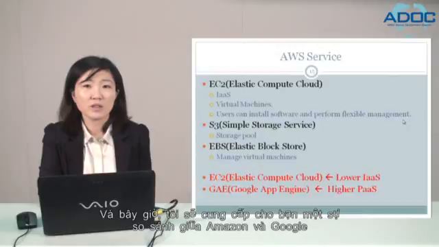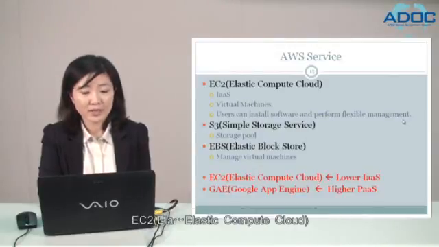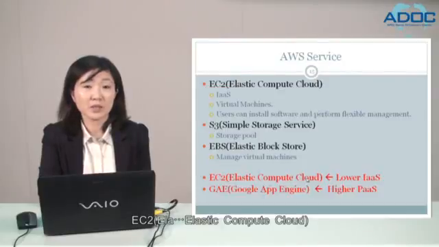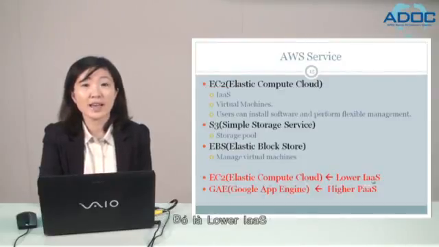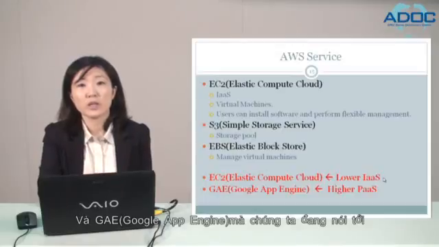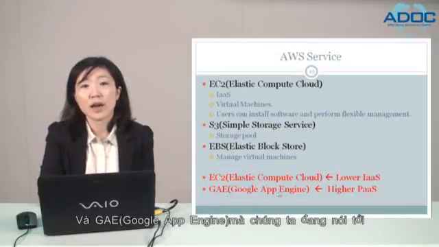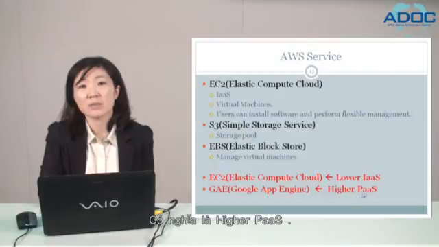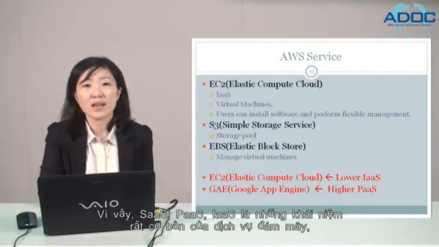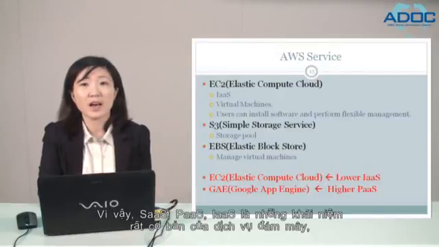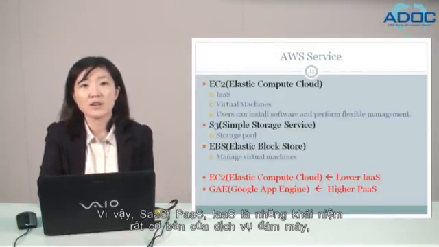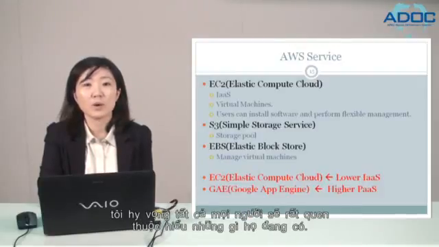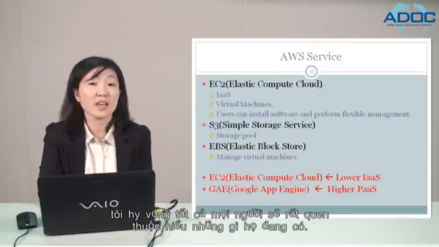And now, I'll give you a comparison between Amazon and Google. EC2, Elastic Compute Cloud, is a lower-level IaaS. And while we talk about GAE, Google App Engine, it means higher-level PaaS. SaaS, PaaS, IaaS are the very basic concepts of cloud services. I hope everyone will be very familiar and understand what they are.